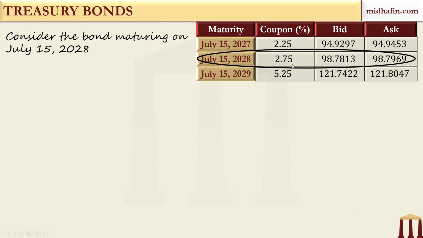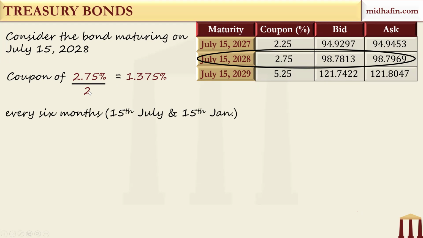So I can safely assume that 2.75 should be divided by 2 in order to find out the coupon payments on each of the coupon payment dates. Now, the coupon will be equal to 1.375% of the face value. Face value is usually 100, so it becomes 1.375 directly. Every 6 months we are receiving payments, that is 15th of July and 15th of January. These are the 2 dates on which I'll receive the payments.